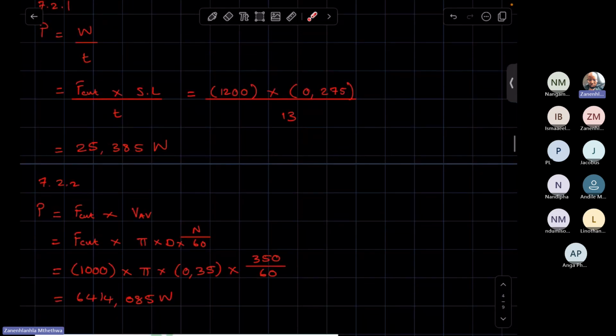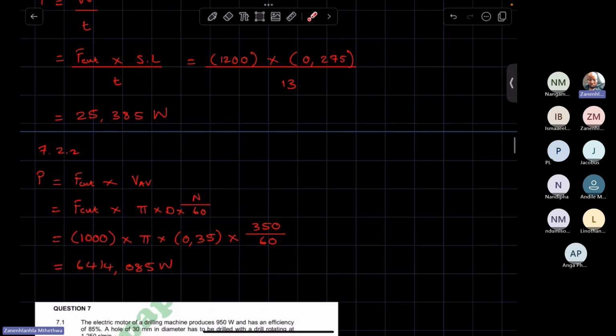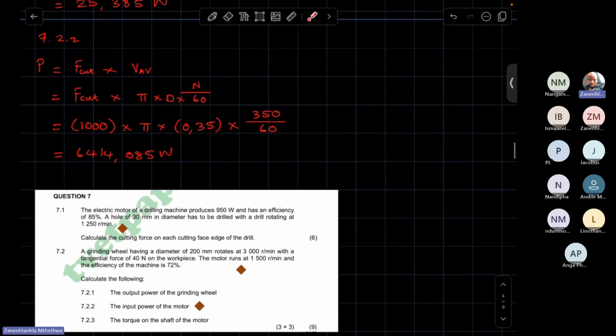Right. So then all you do is substitute. You've been given this, right? You're given the diameter. All you do is convert it to meters. This is in terms of reps per minute. Converting it to reps per second, you divide by 60. Then punch this in your calculators, and this is what you will get. Very, very easy stuff here.